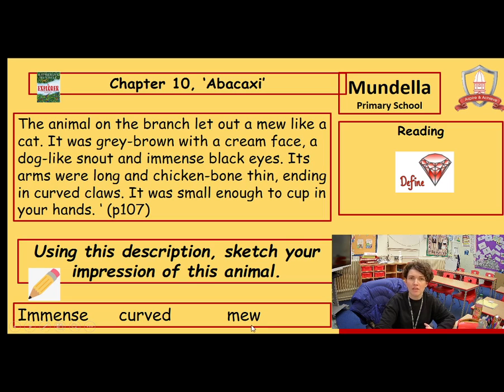So before you do anything else, pause the video now and try to work out what you think those words mean. So immense black eyes, it means that they're huge, they're really large black eyes. That it's got curved claws, so they're not straight, but they're curved round. And a mew, if you think of the sound that a cat makes as a meow, so the mew is the sound that the animal makes.